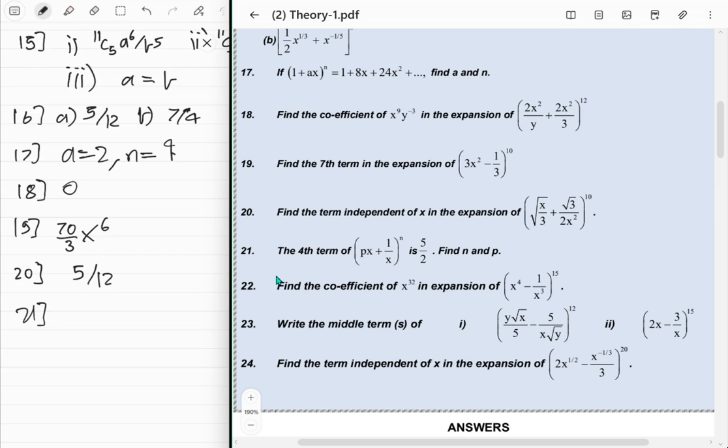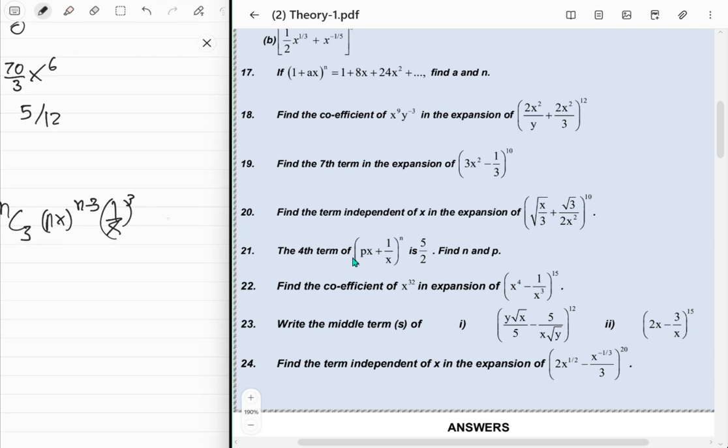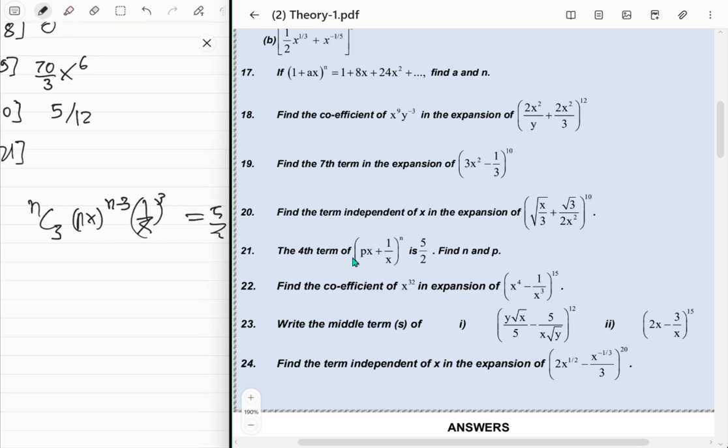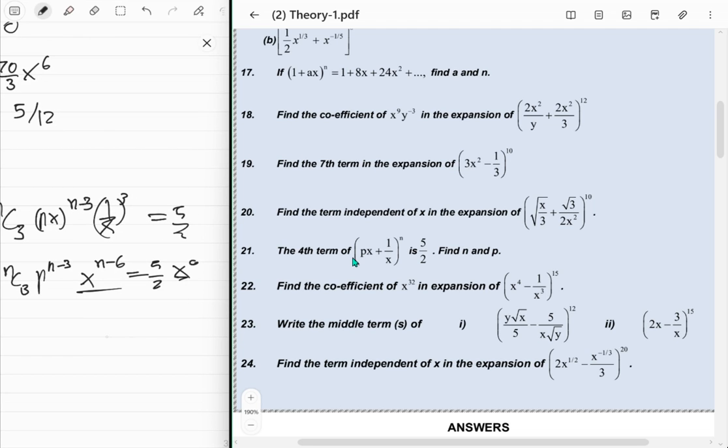Wait, isn't this just the example question that they did? Right? Isn't that the same thing? I don't know. Okay, the normal way. Fourth term, so r equal to 3: nC3, you got p x to the power n minus 3, then you got 1 upon x to the power 3. This quantity is just 5 upon 2. So nC3 p to the power n minus 3, and then x to the power n minus 6, that's equal to 5 upon 2. There's no x here, just x to the power 0. So n is 6.